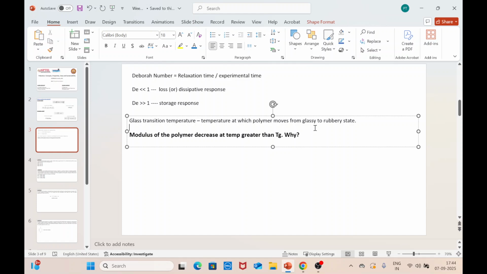So other than the glass transition, you have the phenomena of melting and crystallization, beyond which there are also other kinds of phenomena that are possible, like oxidation and degradation. But here we restrict our discussion only to these two phenomena, melting and crystallization.